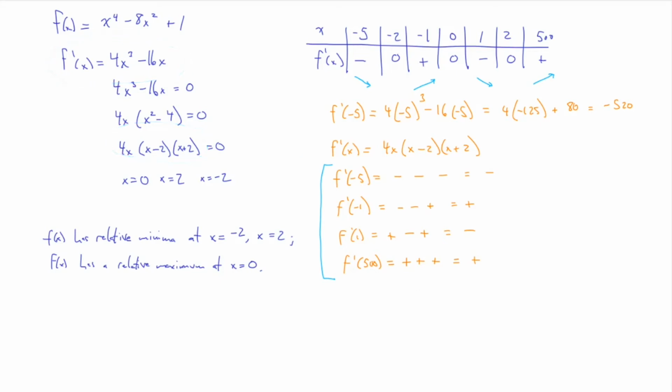You also have to be a little bit careful in that when you're solving for the critical points, we could easily have divided both sides by this 4 and gotten the same critical points.